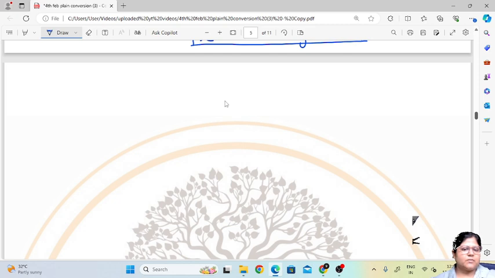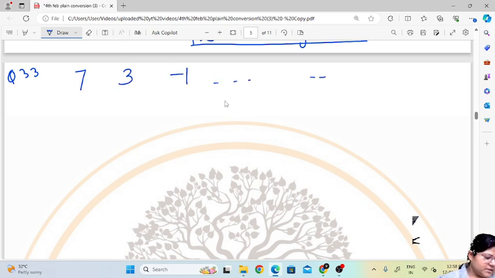Okay, next we are going to solve question number 33. Question number 33 is from AP, arithmetic progression. Answer the following question with reference to the given arithmetic progression. The arithmetic progression is 7, 3, minus 1 and so on. What is the 21st term of the AP?